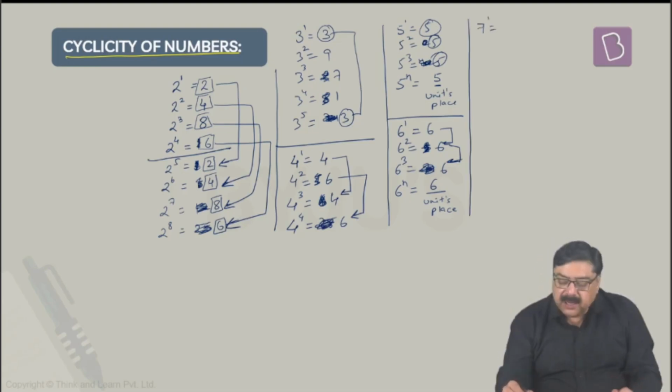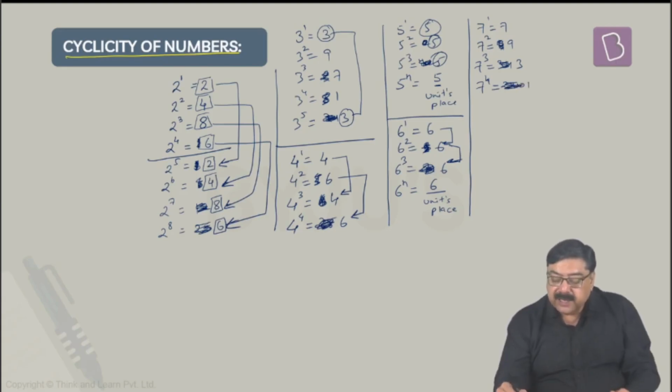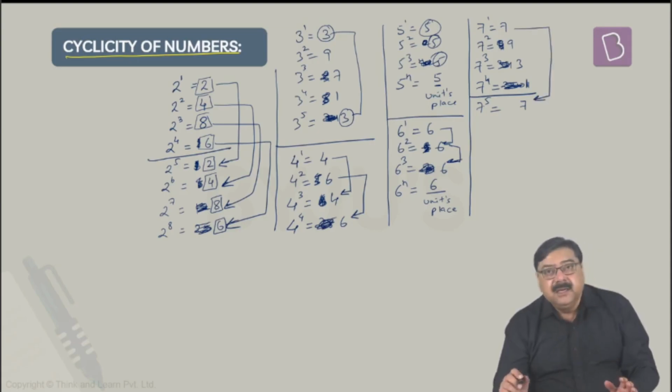Now 7 power 1 is 7. 7 power 2 is 49. Remove 4. 7 power 3 is 343. Remove 34. 7 power 4 is 2401, so we get 1. Then 7 power 5, again we will get 7 in the units place because you're going to multiply 7 with 1. So once again we find that after every 4 powers, the digit in the units place is repeating for the powers of 7. So 7 has a cyclicity of 4.